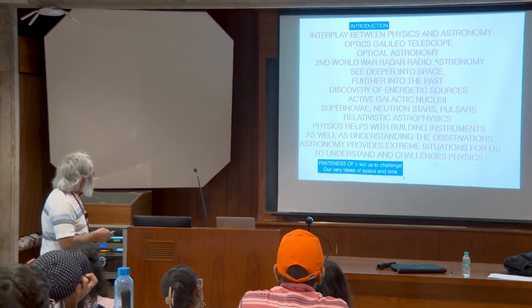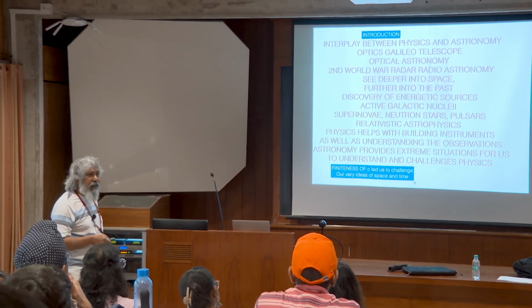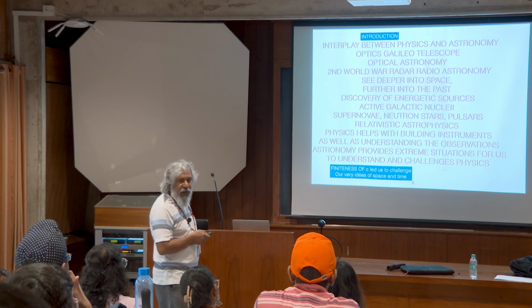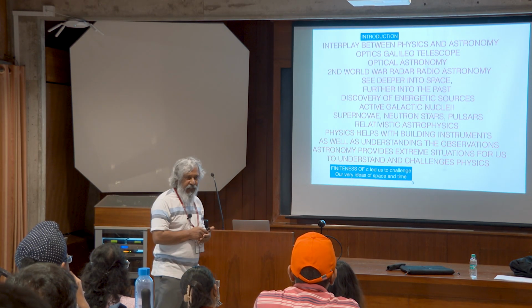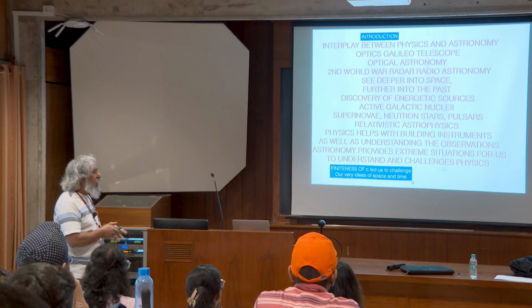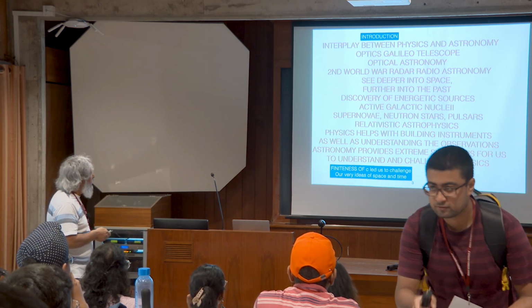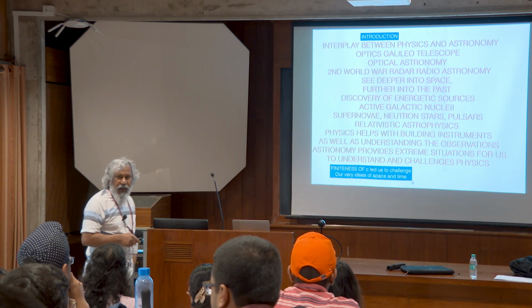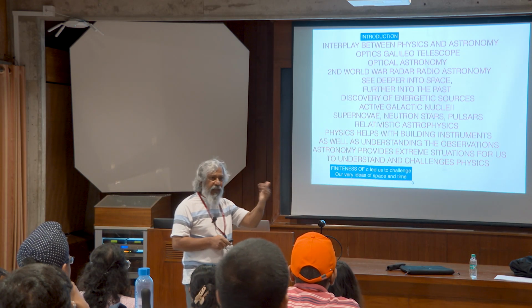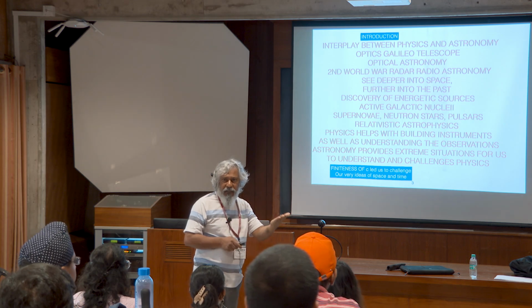Now, when you look in the radio wavelengths, you can see far deeper into space than you can with optical, because optical light is blocked by dust in the galaxy. So here you can see clear through for quite some distance. And if you see deeper into space, you're looking also further into the past, because light takes a long time to get to you from where it started.